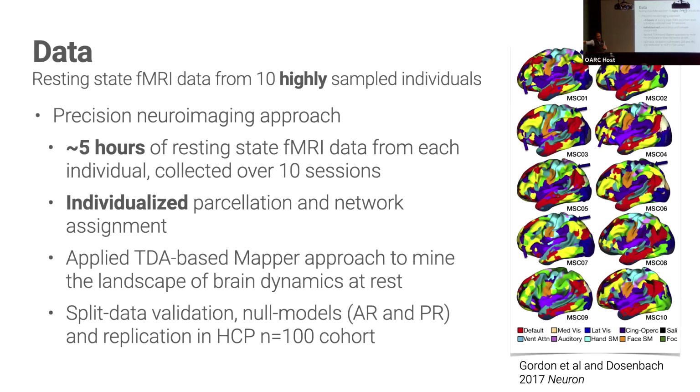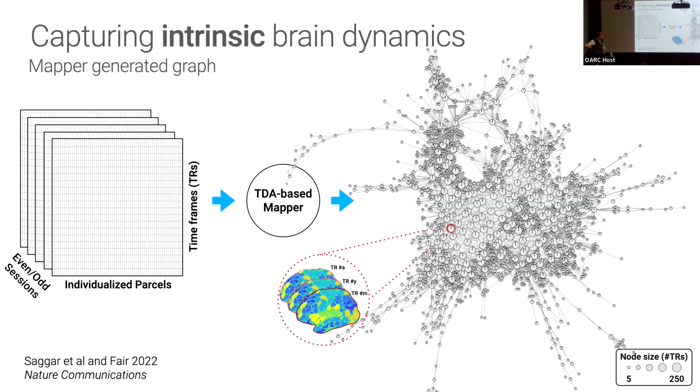We also use some null models, which are also very important, by the way, sidebar, for any dynamical analysis. So we use AR and PR, phase randomized and autoregressive, multivariate, and then also replicated this in Human Connectome data. Okay, so even session, odd session, take your pick, and that gives us plenty of points, individualized parcels. Again, this is time on the rows, and you get this very dense Mapper because the number of points goes up. Now we have 5,000 points versus like 1,000 points. But the idea is the same.